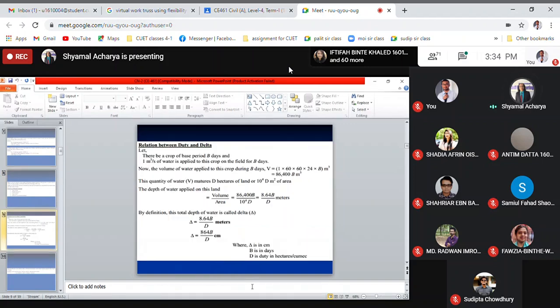There is a relation between duty and delta. Delta is the total depth of water in the entire base period, and duty is the number of hectares of land if the discharge capacity is 1 cubic. So assume there is a crop of base period B dash. The discharge capacity of the canal system is 1 cubic. So what is the total volume of water applied to that field in B dash, I mean the base period, throughout the base period?